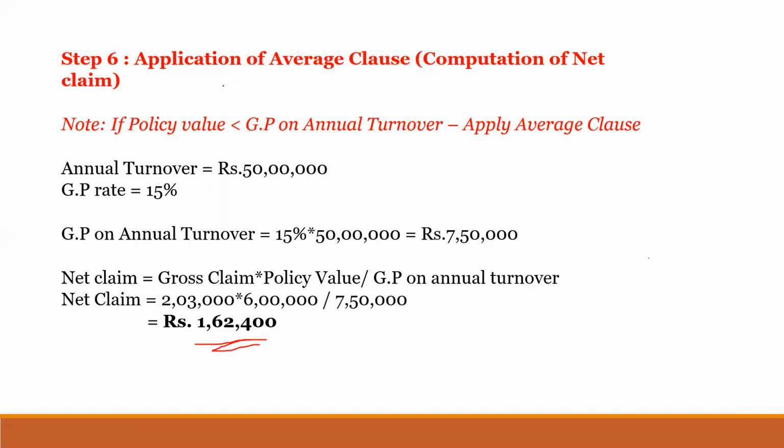So it is very simple. Just remember all the steps and work out each step by step to arrive at gross claim or net claim. Suppose if the policy value is greater than gross profit on annual turnover, we know that there is no application of average clause. At that point, gross claim will be taken as the net claim of that particular situation. So I hope you have understood the calculation. You will work out more questions in the coming days regarding this loss of profit policy. Thank you.